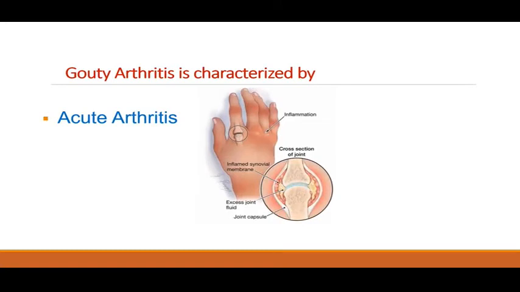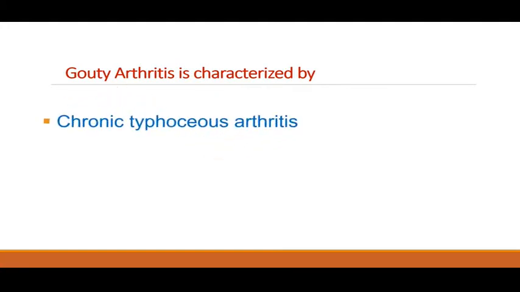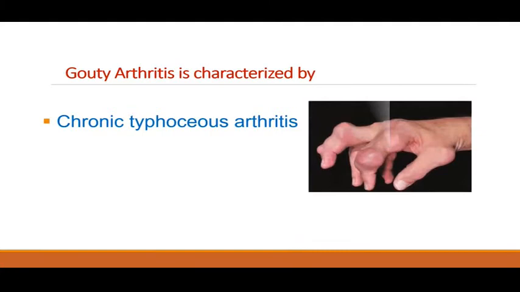First is acute arthritis. In this case, you can see the presence of dense neutrophilic infiltrate in the synovial fluid. Neutrophils contain crystals of monosodium urate. So you can see in this figure inflammation and excess of joint fluid. Second condition is chronic tophaceous arthritis. In this condition, urate crystals form visible deposition in the synovium, which becomes hyperplastic and thickened. So here you can see the condition of tophaceous arthritis.